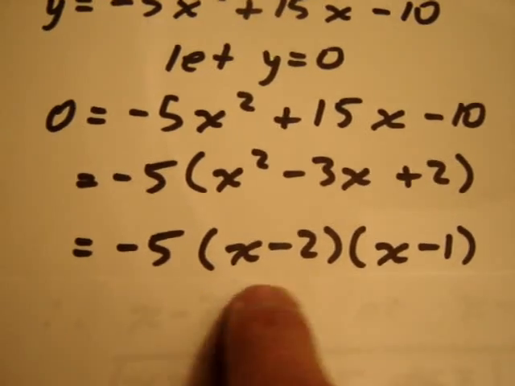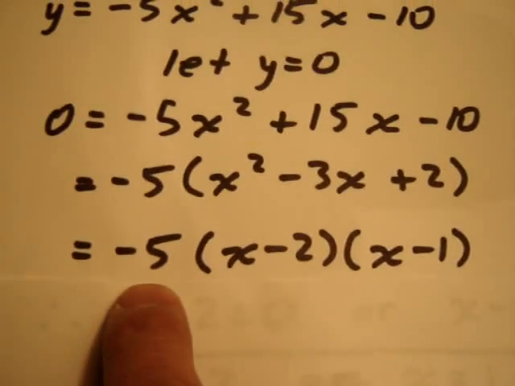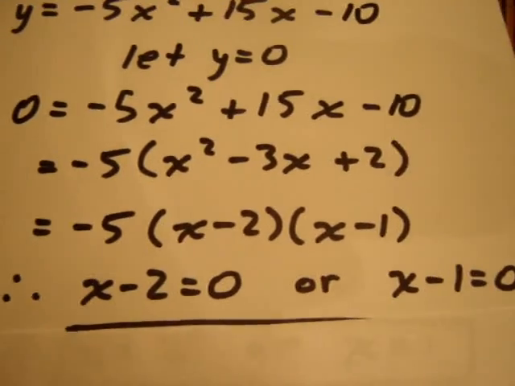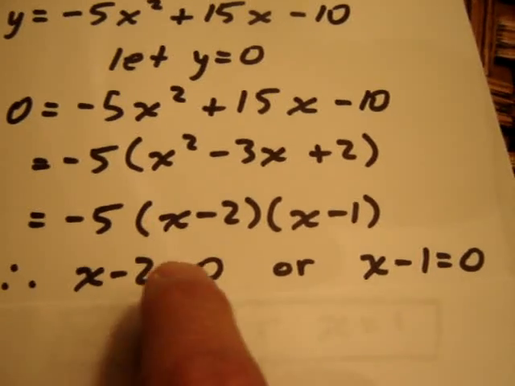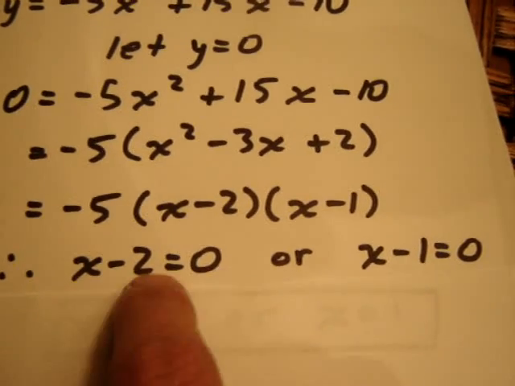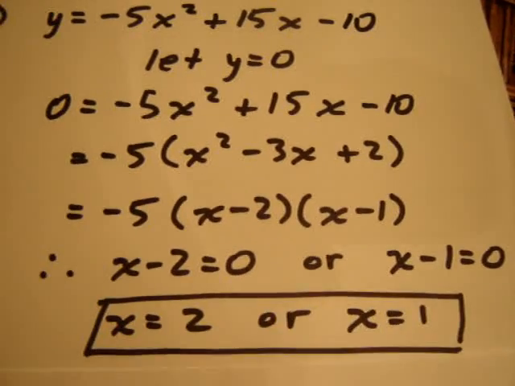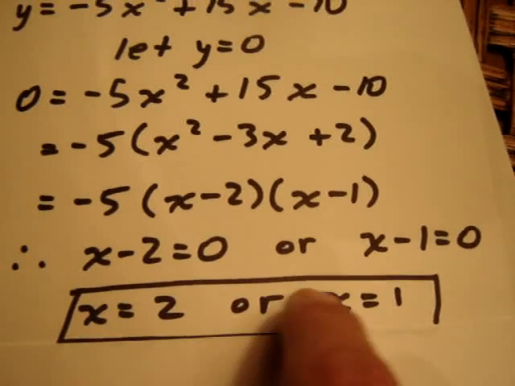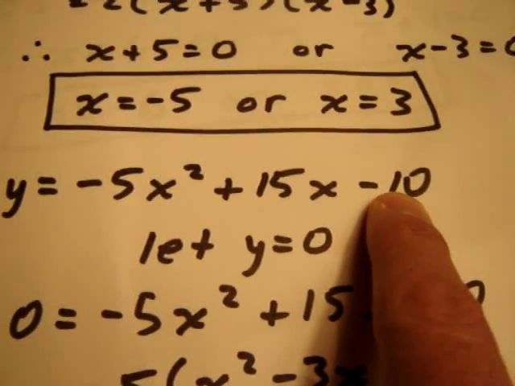That means that one of these three quantities equals 0. Since negative 5 does not equal 0, that means one of these two quantities does. X minus 2 equals 0 or x minus 1 equals 0. And then that becomes a fairly straightforward grade 9 question where x will then equal positive 2 or x will equal positive 1. Those are our zeros. Again, if we plug one of these two solutions into here, we will get a number of 0.